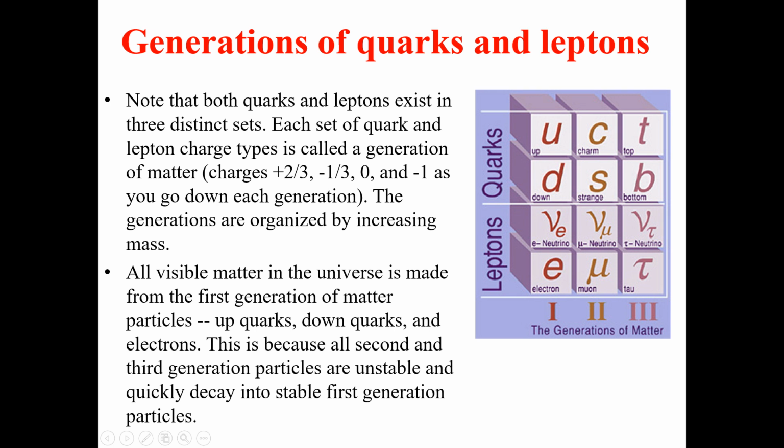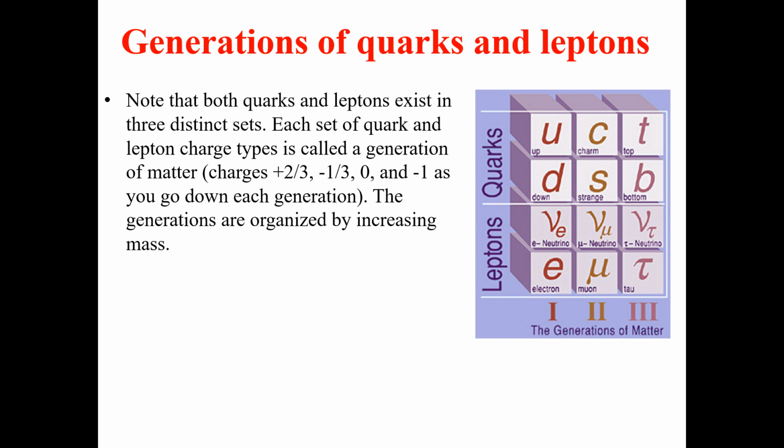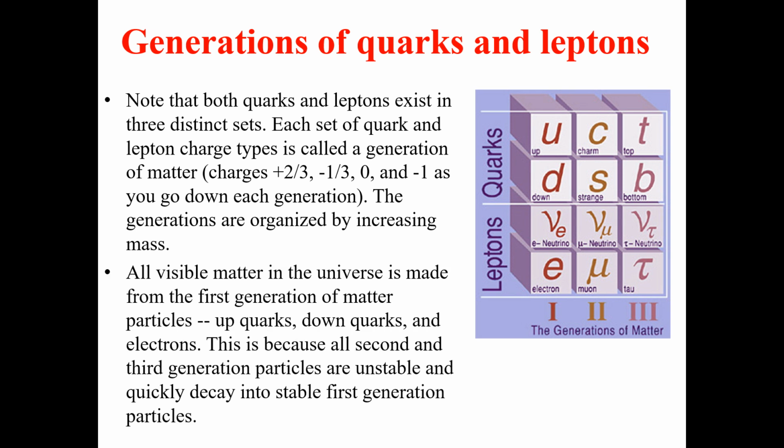So what about the visible universe? When we are talking about the generations of the quarks, what information do we have for the visible universe? All the visible matter in the universe is made from the first generation of matter particles, which includes quarks and leptons. The first generation particles are up quarks, down quarks, electron neutrinos, and electrons.